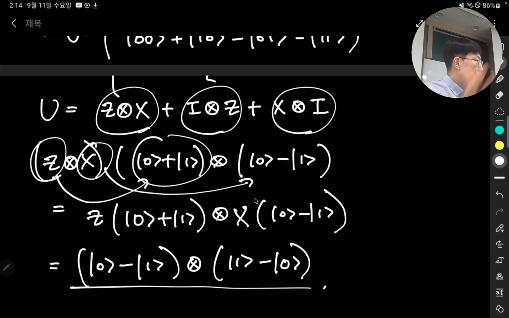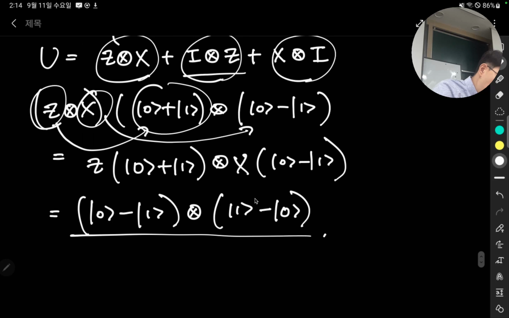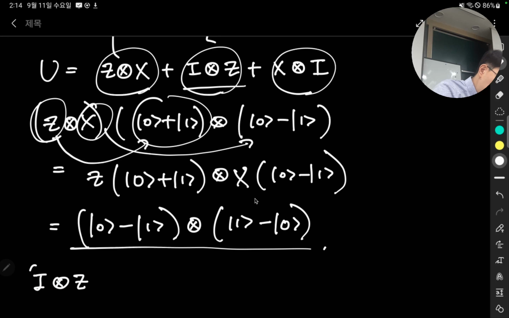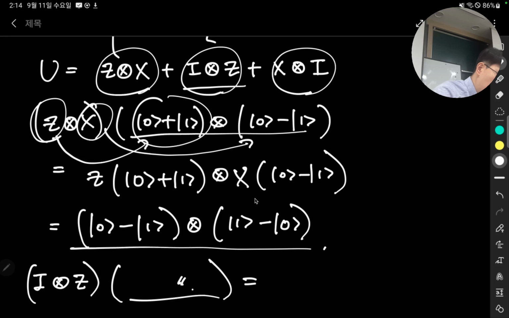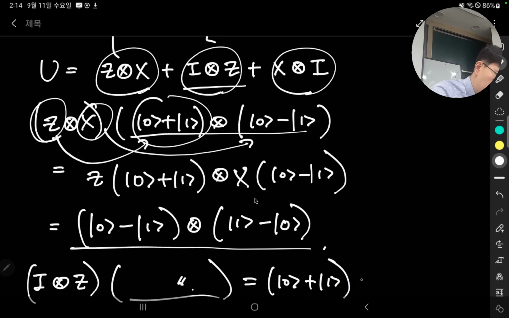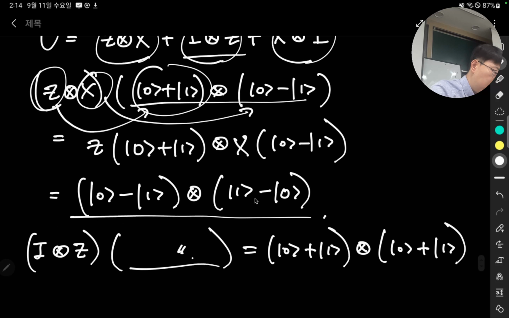But that's not all. That's one part of your operator. Now let's apply the next one. We have I, Z acting on the same state. Imagine this one is right here. We're not doing anything on qubit 1, so it remains the same. But on the qubit 0, you get the Z operator. So tensor (0 plus 1). Okay, so that's the second one.